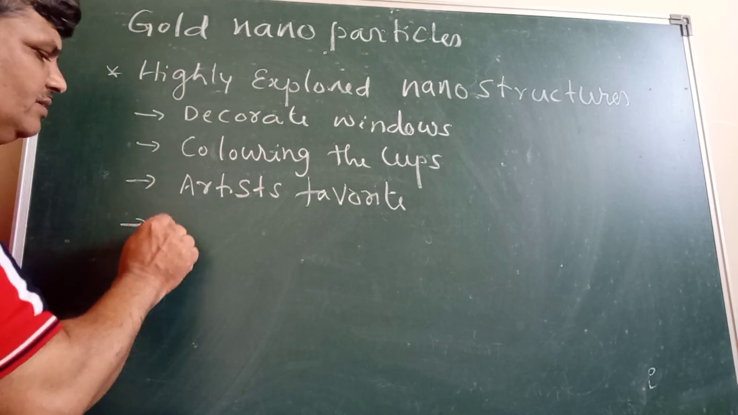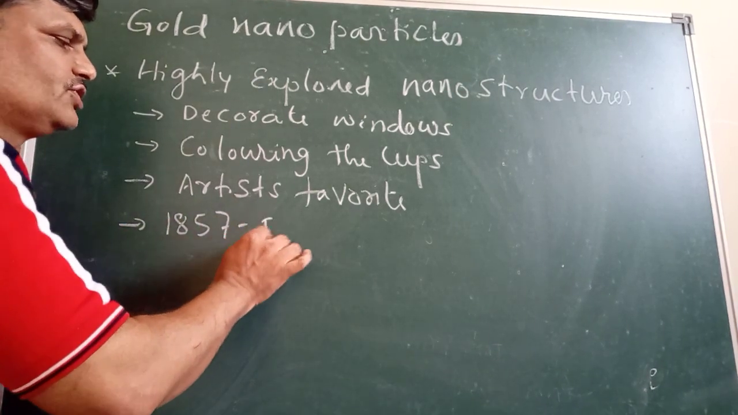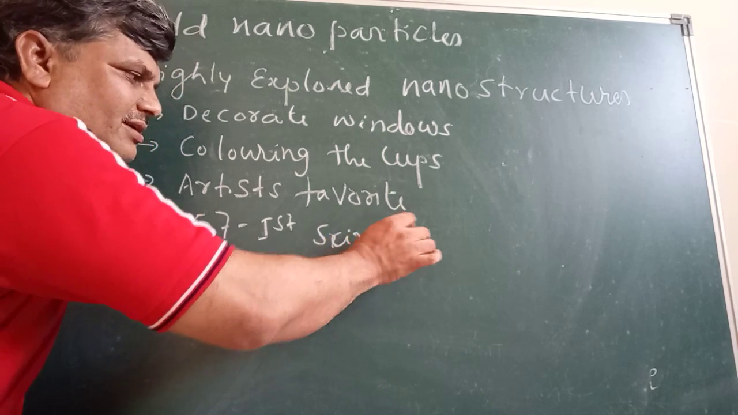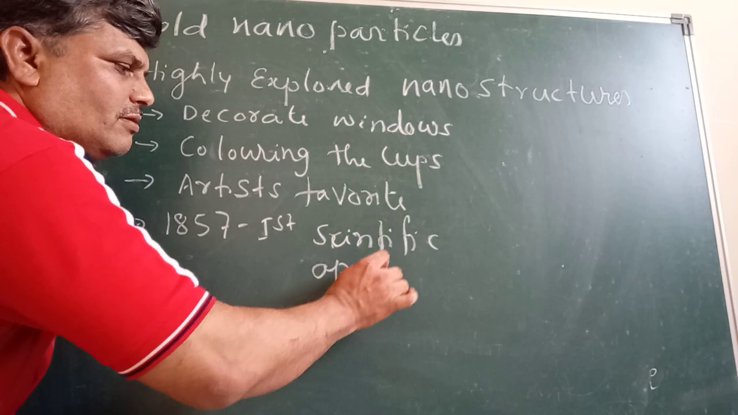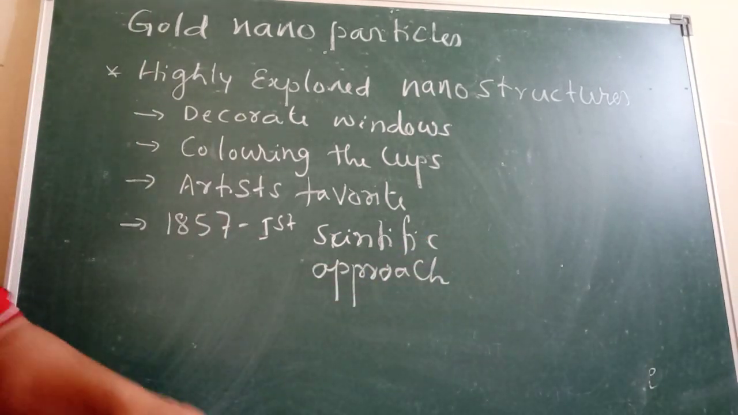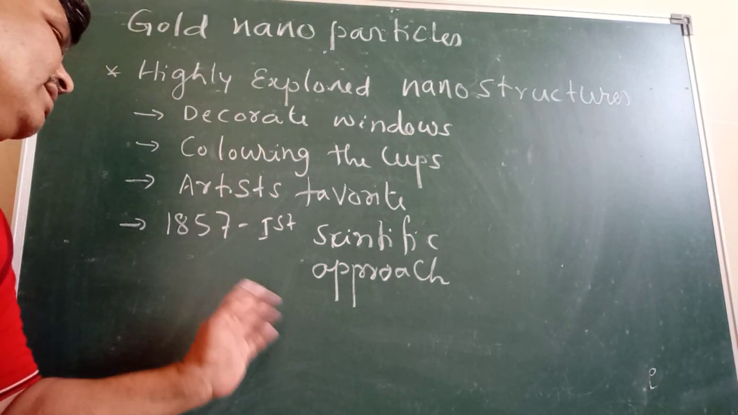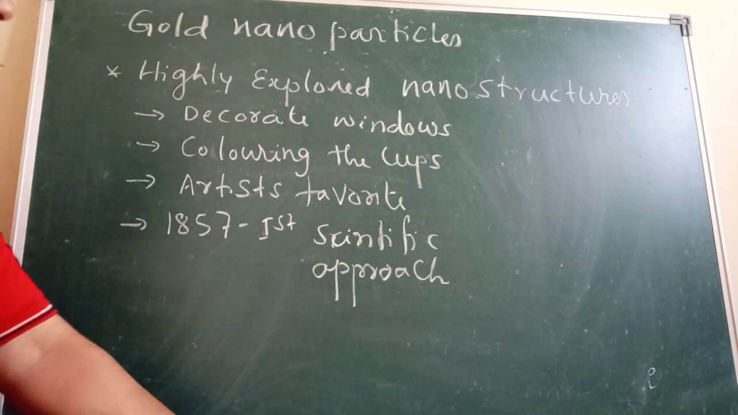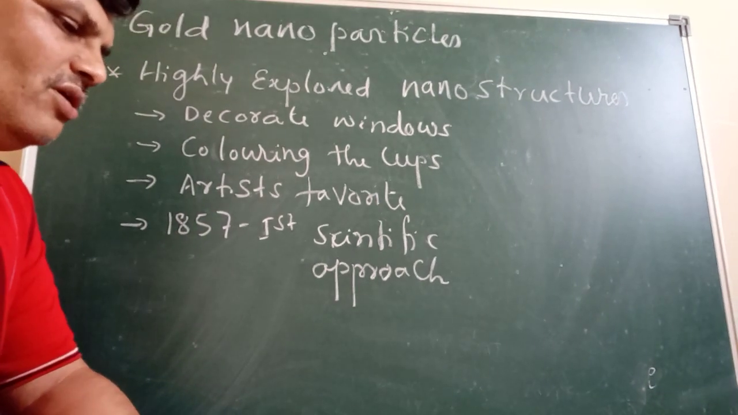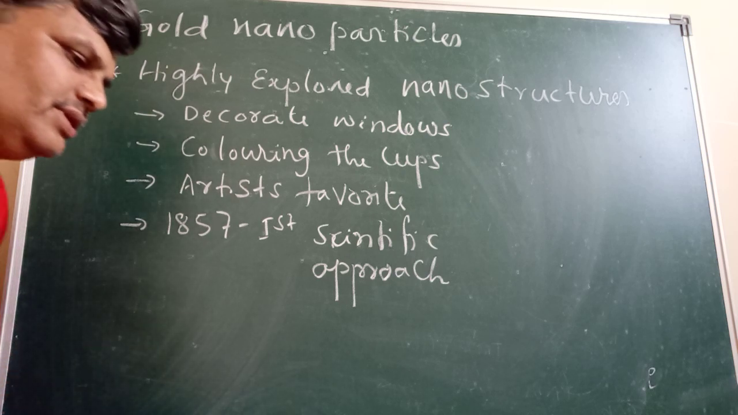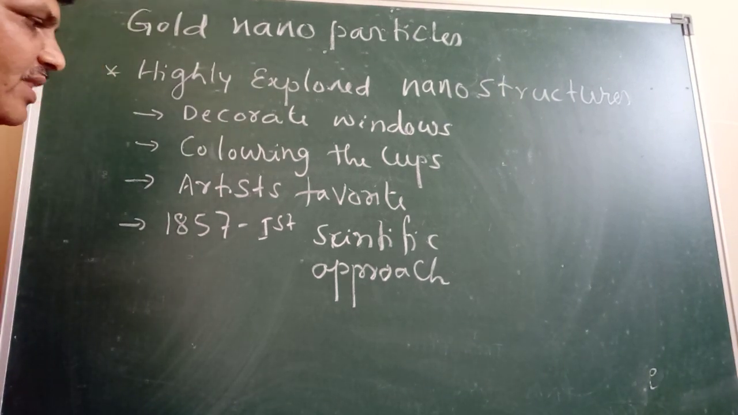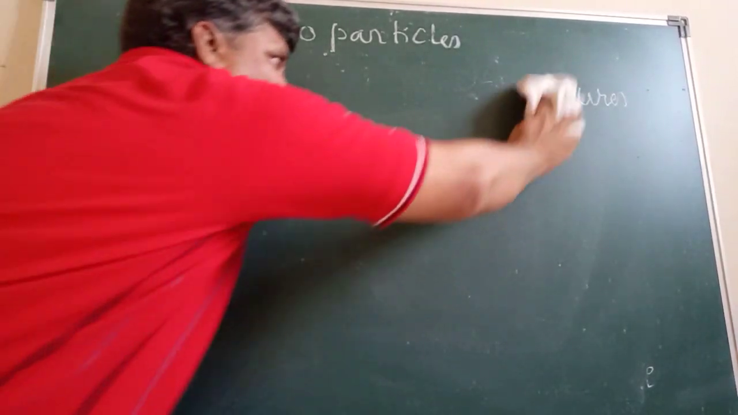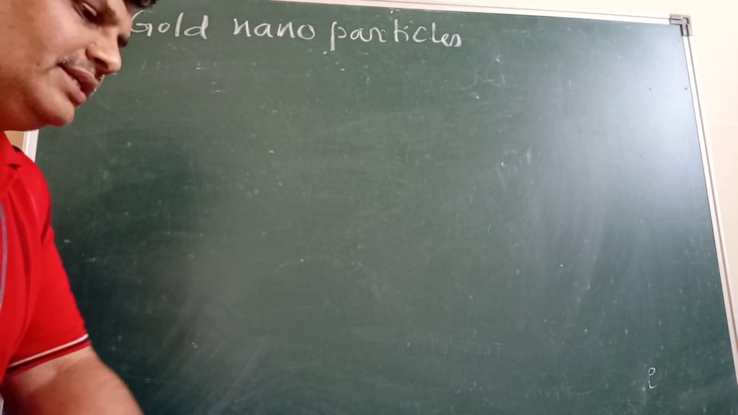In 1857, the first scientific approach for the study of gold nanoparticles started. It started with Michael Faraday, who produced the gold colloid. After that, many people studied gold nanoparticles and tried to prepare them with various methods. Gold nanoparticles have applications in almost all dimensions of science and technology.